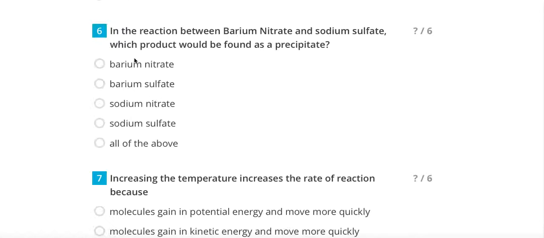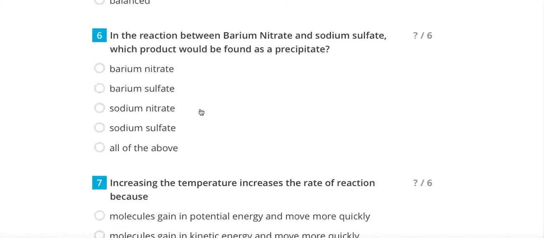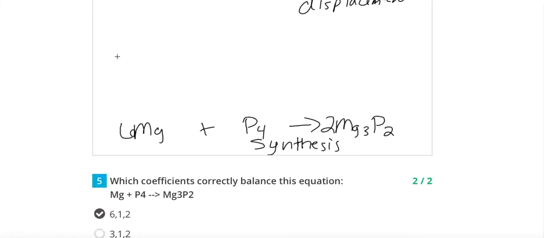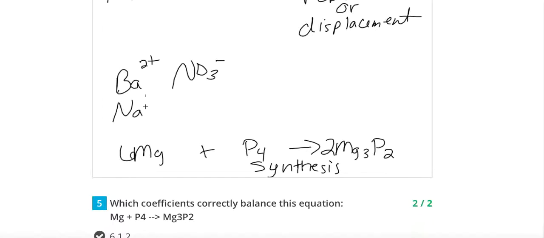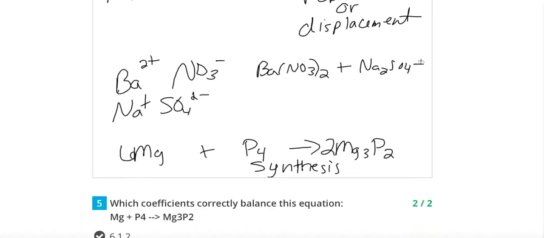This is the lab you guys were doing yesterday. So I'm going to go ahead and do this first of all. Barium nitrate, it's a 2 positive. Nitrate's a -1. And then the other substance was sodium sulfate. Sodium's a +1. Sulfate is a 2 negative. So barium nitrate is Ba(NO3)2 plus Na2SO4. How to know if something's soluble or not?